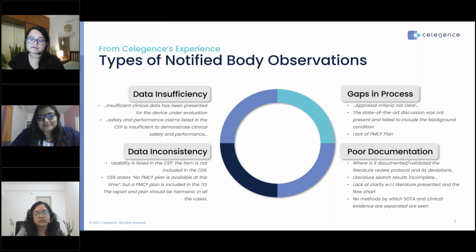And the fourth category would be poor documentation. So this would be the easiest to avoid and is generally around very simple but important aspects like the literature review protocol or output not being documented, or separate protocols for SOTA and the device under evaluation for literature not being maintained, and etc. So these would be the examples.